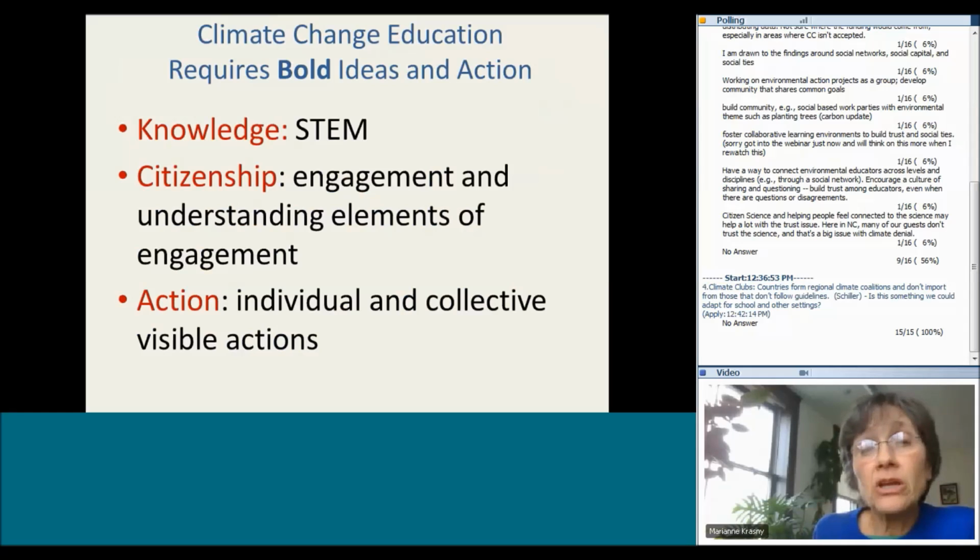And I think we can also add to that, maybe this is being done, but I'm not so aware of it, some of the work, say, of Elinor Ostrom on what kinds of factors are present when citizens do engage in their community. And then action: I think we can think very seriously about the most effective actions, whether they're individual or collective and visible actions.